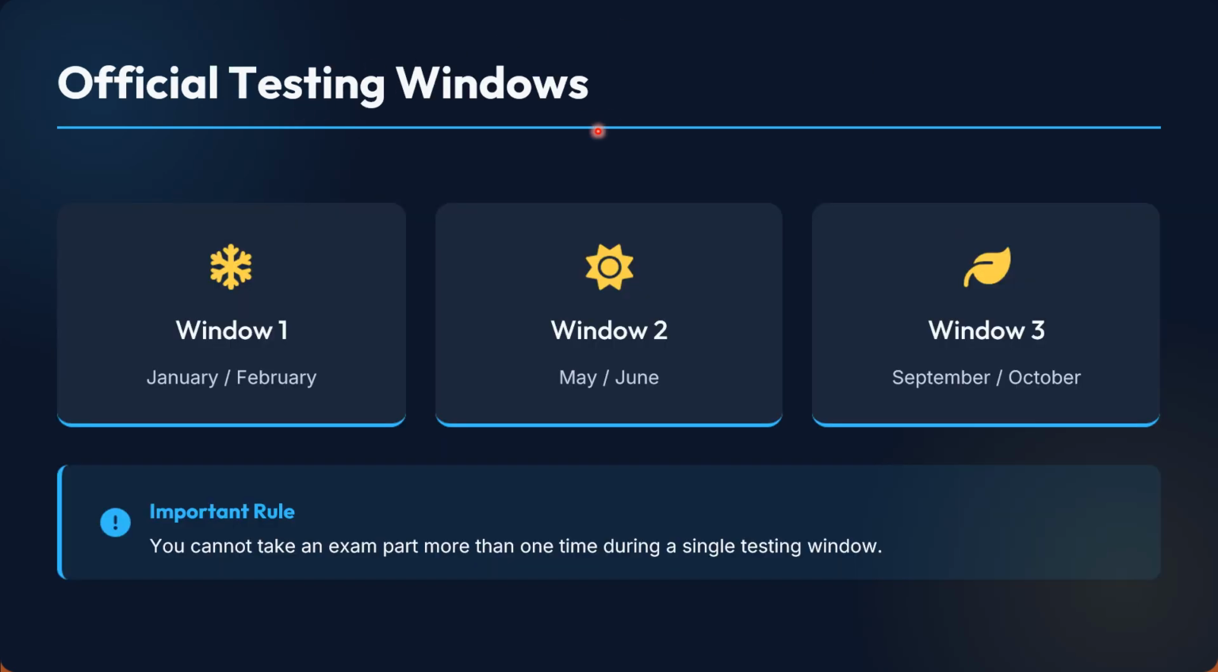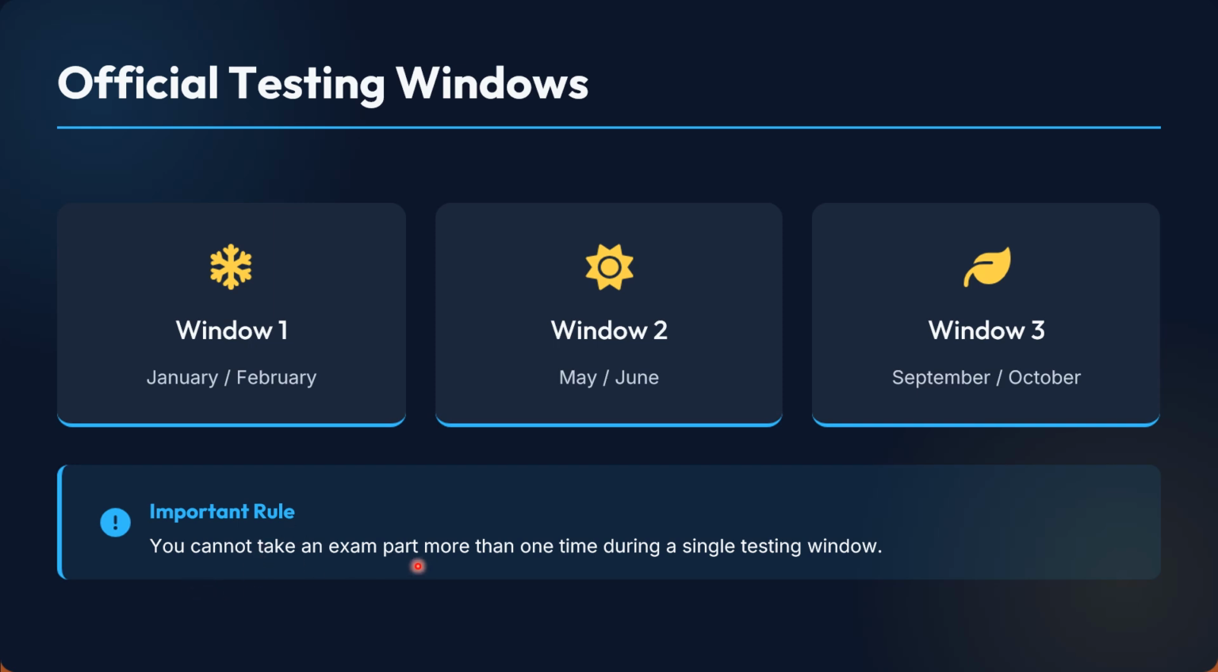The official testing windows are January, February, May, June, and September, October. For example, the exam window that is approaching is September, October. By October 15th, you have to register for the exam. After October 15th till October 31st, you will not have any dates. They'll be closing the registration or the appointment for the exam.